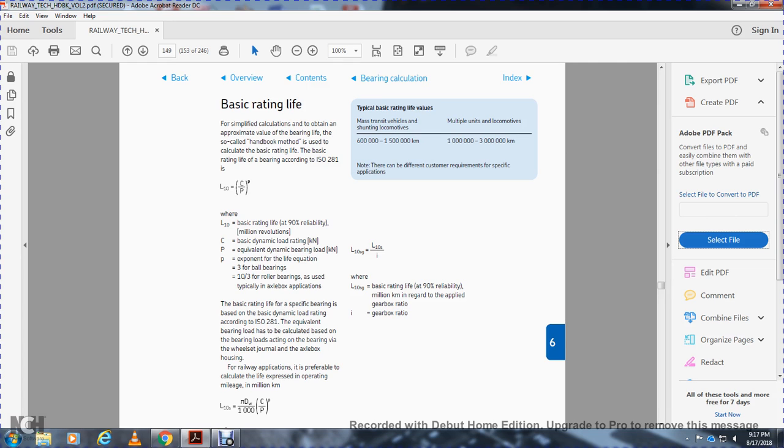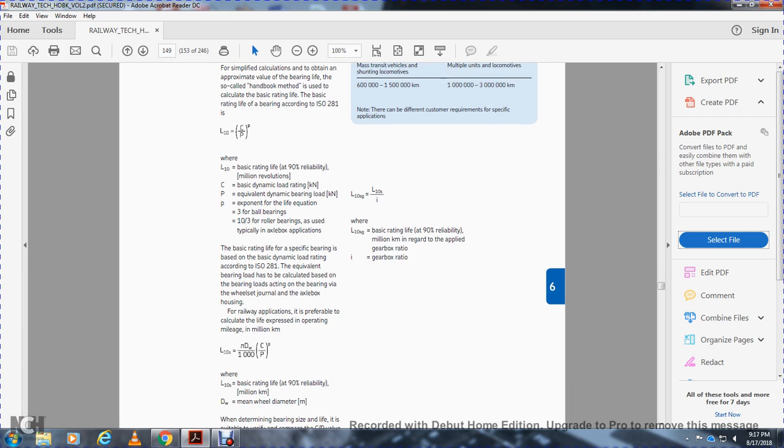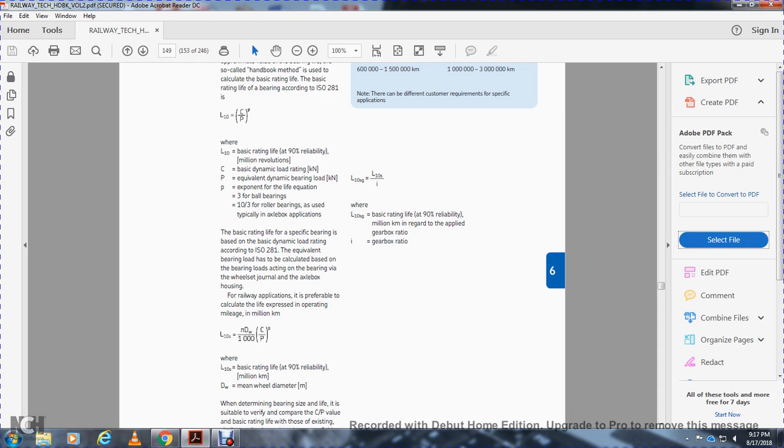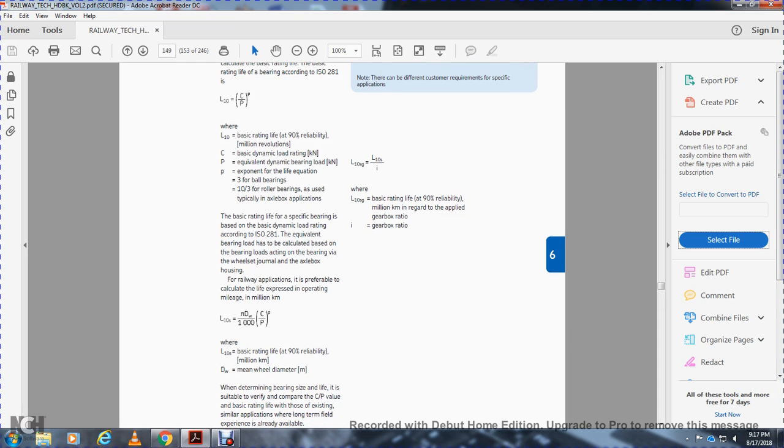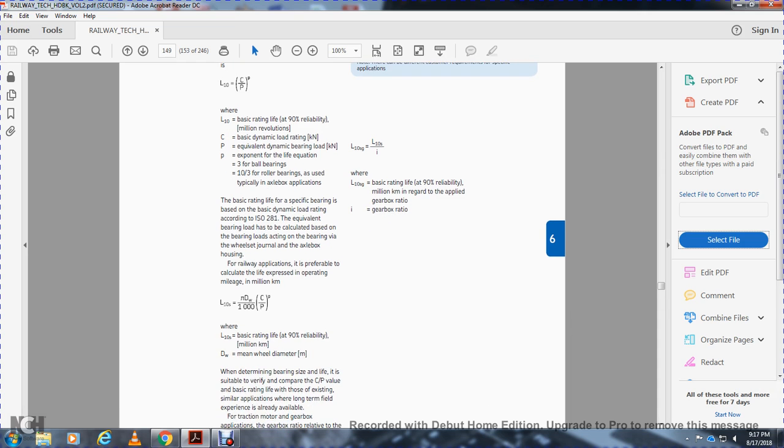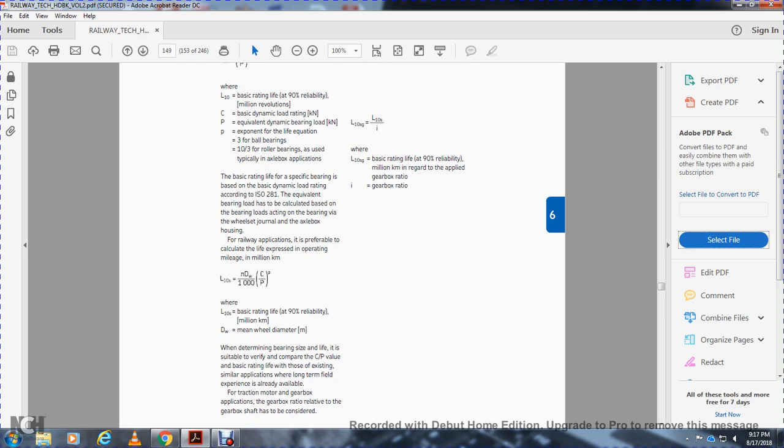L10s is the basic rating life at 90% reliability in million kilometers, regardless of the applied gear ratio. The specific bearing basic rating life is based on the basic dynamic load rating according to ISO 281, equivalent to the bearing load with the qualification of the bearing load. For the wheel set journal and axle box of the rail application, it is preferable to calculate the expressed operating mileage in million kilometers.